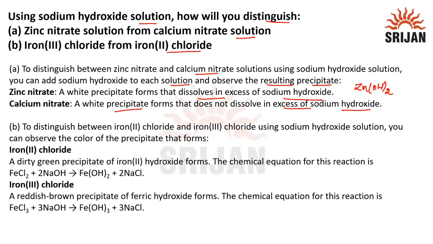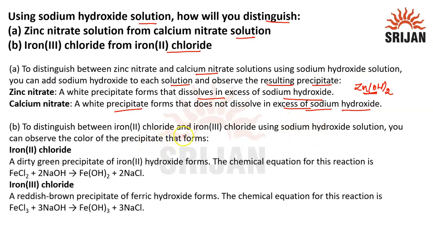Now in this case we are getting a white color precipitate for both the salts, so the color of the precipitate cannot be used to distinguish. But the zinc hydroxide precipitate will get dissolved when we add excess of sodium hydroxide, while the calcium hydroxide precipitate will not get dissolved in excess of sodium hydroxide. So from there we can distinguish between the two.